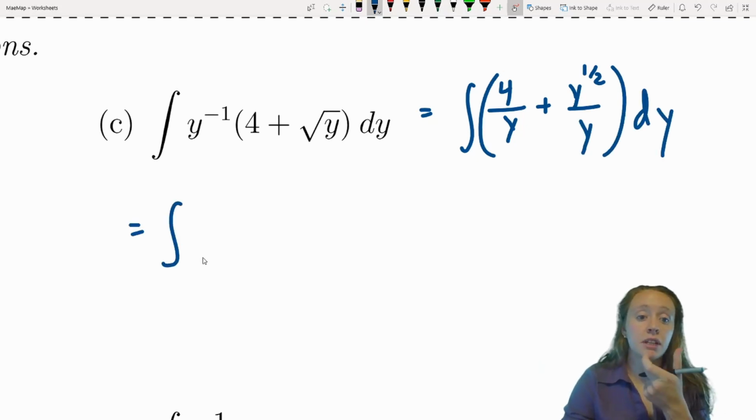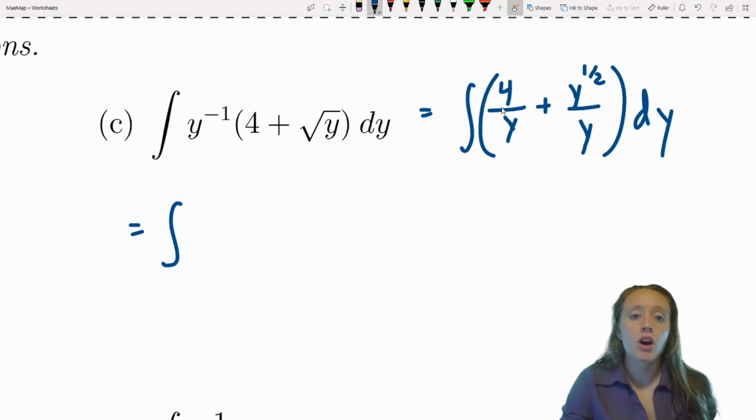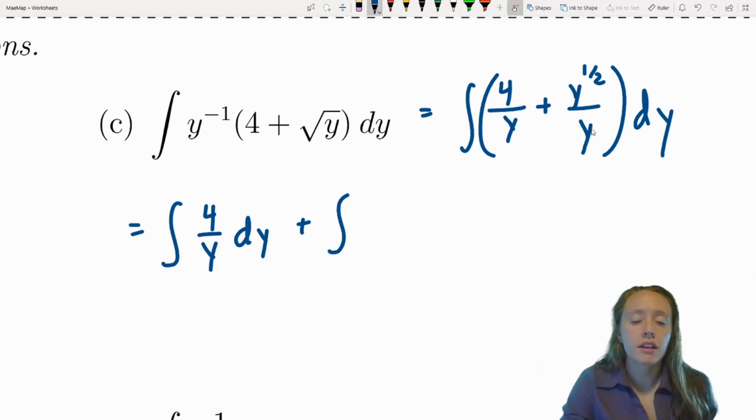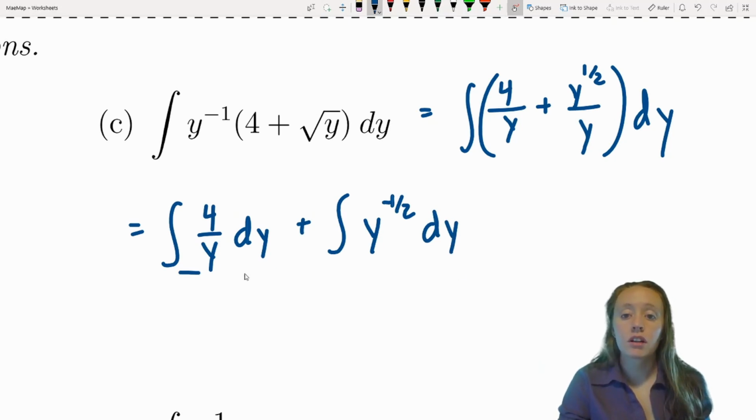Simplifying this down and splitting the integral up because of the sum rule, I'll integrate 4 over y with respect to y, and then y to the 1/2 over y becomes y to the negative 1/2 dy. Now, constant multiple rule, bring that 4 out in front. What's the integral of 1 over y? That's going to be the ln of the absolute value of y.